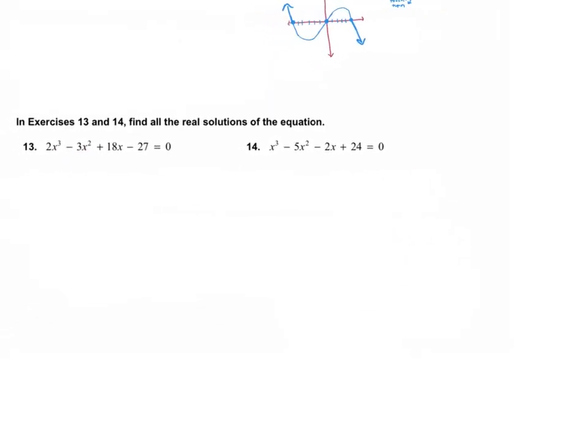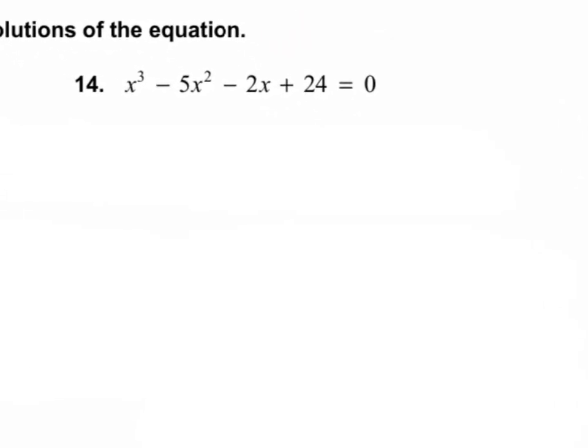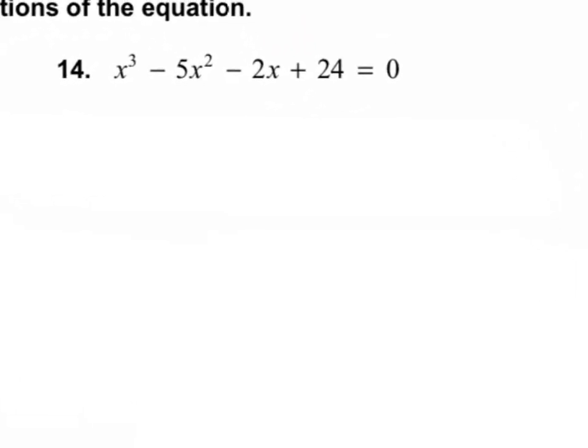Let's look at 14. So we need to find all the real solutions of the equation. What should we do? P over Q. Perfect. We have 4 terms, so first thing we can check and see is if we can group, but grouping doesn't work because we won't get the same insides, so we have to do P over Q. So what are our factors of 24?